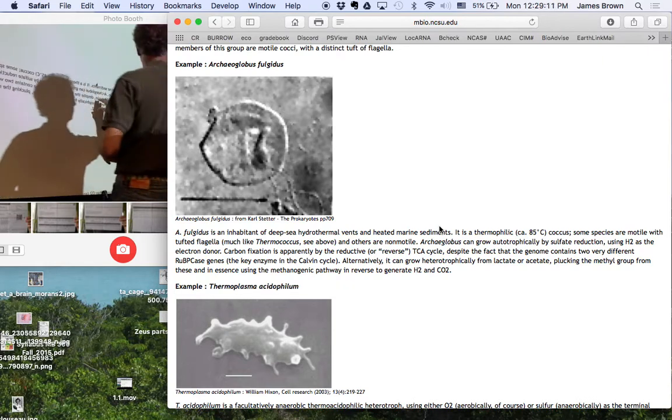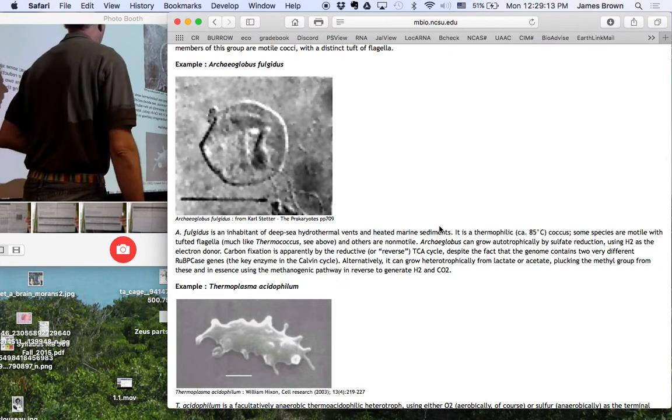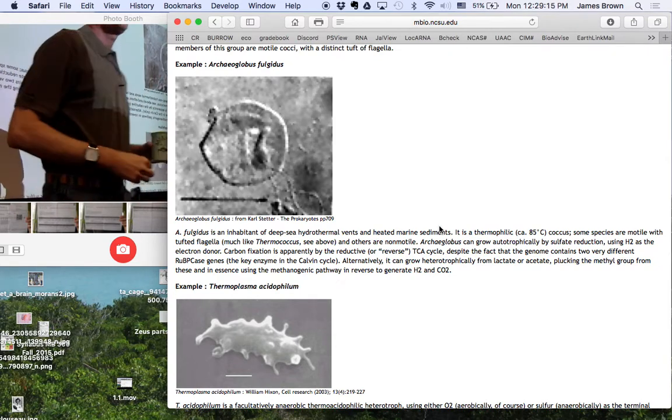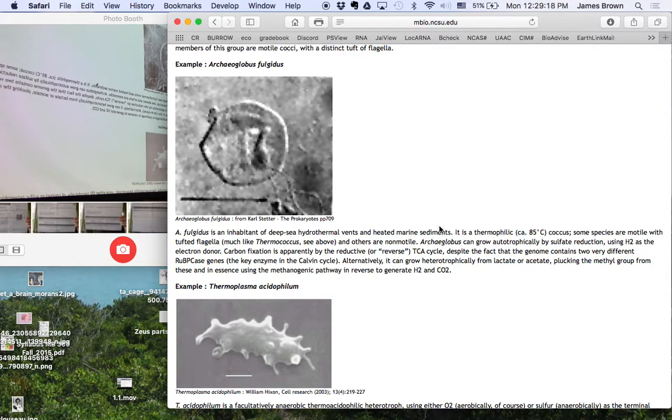Interestingly, they fix carbon by the reverse TCA cycle, the reductive TCA cycle. But when the genome came out, they turned out to have two Rubiscos. So why would you have Rubiscos if you fix CO2 by a reductive TCA cycle?